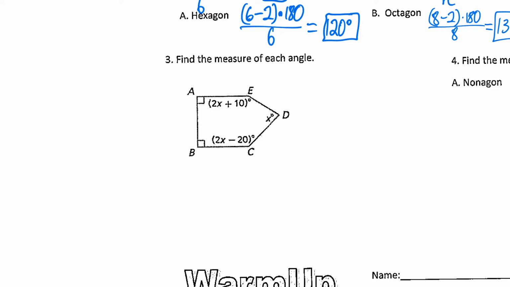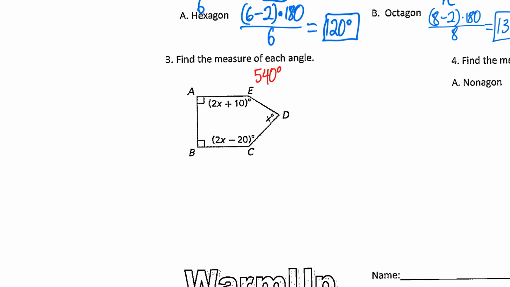So for some of you, you're going to have a pentagon. All the angles add up to 540. Some of you are going to have a quiz where it's a quadrilateral, where it adds up to 360. So make sure you pay attention to that. But on this one, it's a pentagon. These 5 angles are going to add up to 540 degrees.